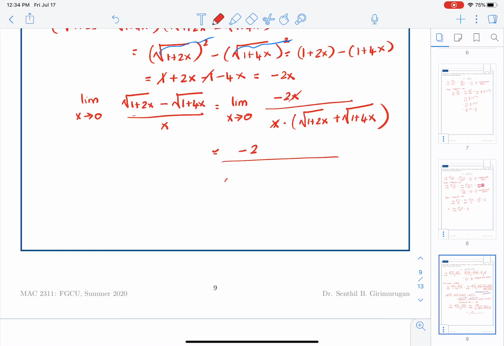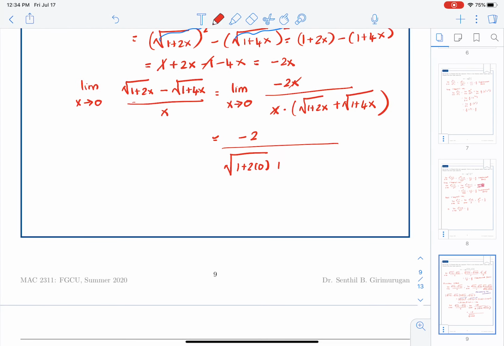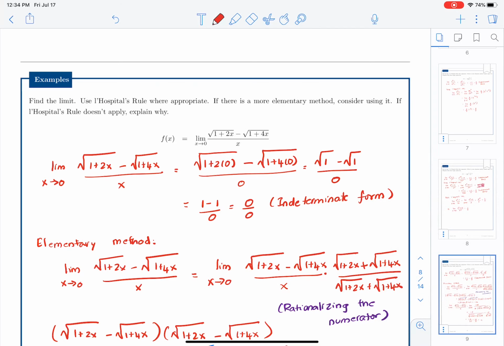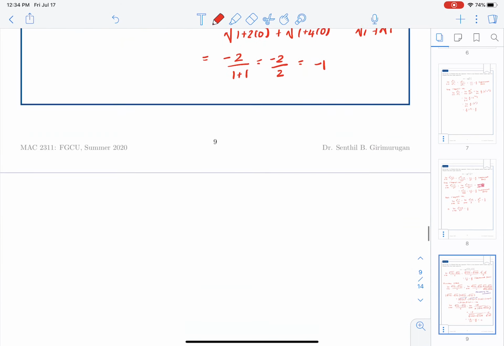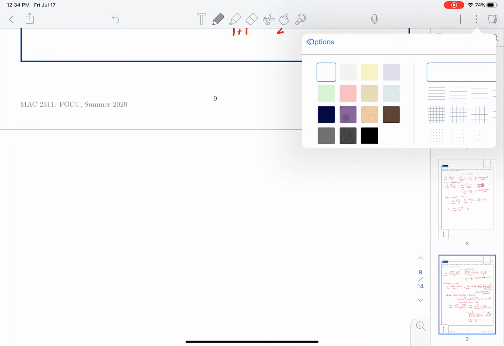I'm applying the limit, square root of 1 plus 2 times 0 plus square root of 1 plus 4 times 0, have negative 2 divided by square root of 1 plus square root of 1. We have negative 2 over 1 plus 1, which is 2. Negative 2 over 2, we get negative 1. Let's see if we get the same when we use L'Hopital's rule.